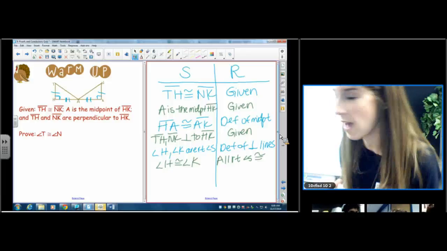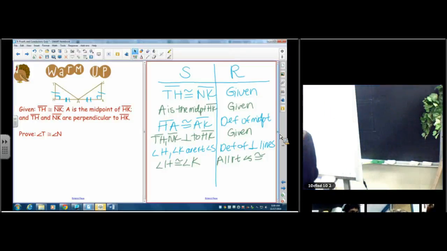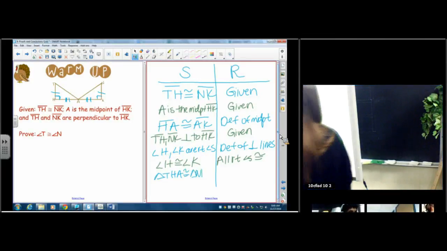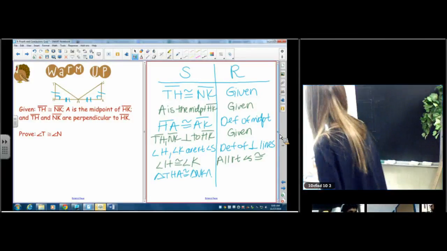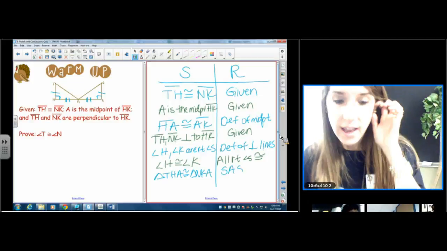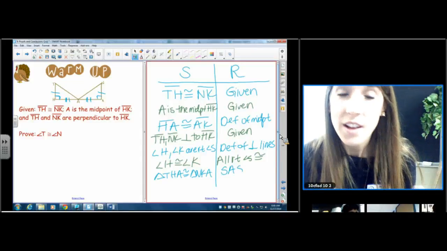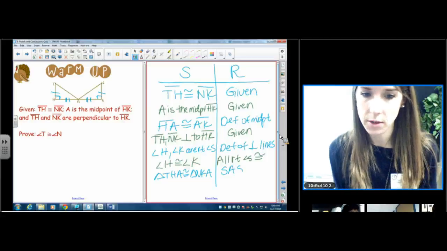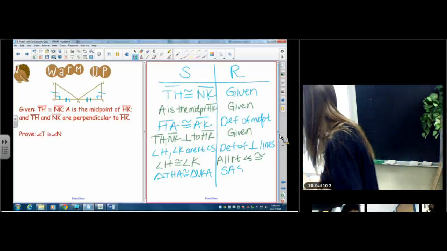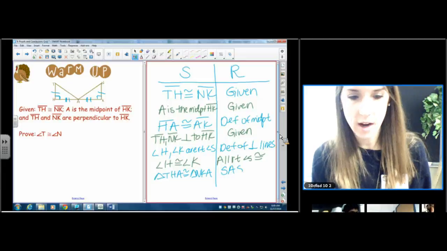Now we can do what Alexandria said, and we can say that triangle THA is congruent to triangle NKA by side angle side. Be careful, it's not hypotenuse leg. You don't use hypotenuse leg every time there's a right triangle. Sometimes it's not. And finally, what should we say next, Lars?